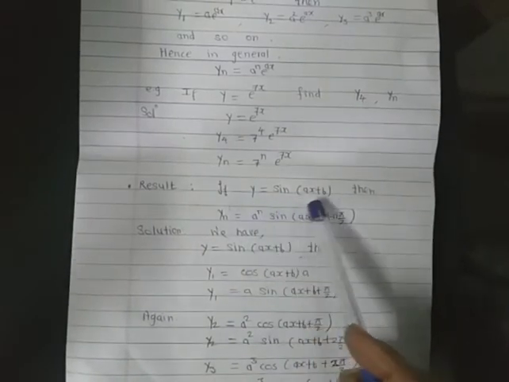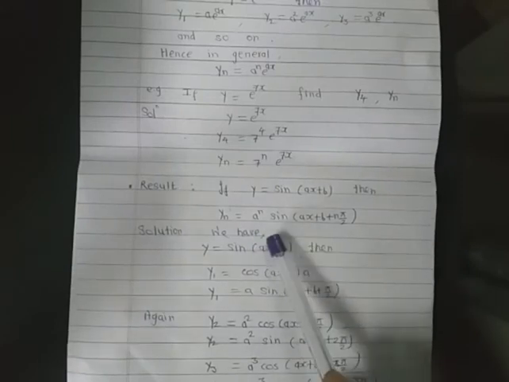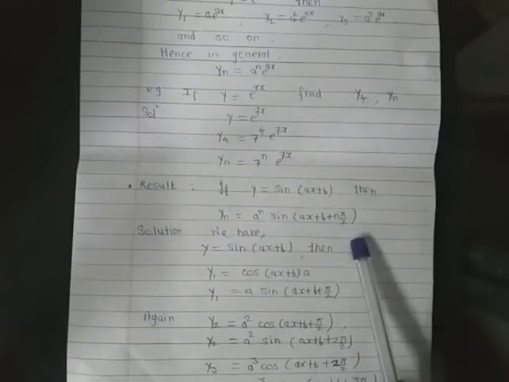If y equal to sine of ax plus b, then prove that yn equal to a raised to n sine of ax plus b plus n pi by 2. Let us see the solution of this example.